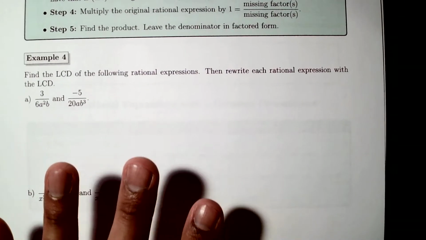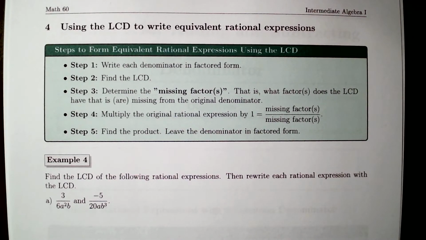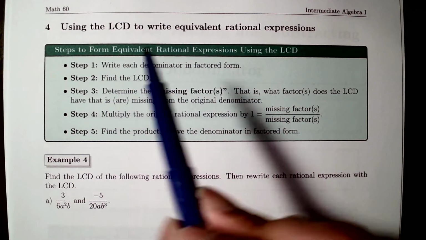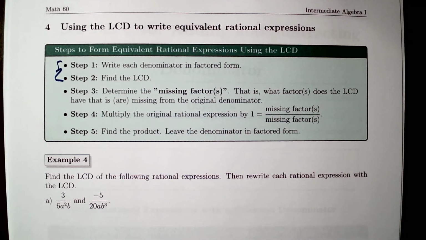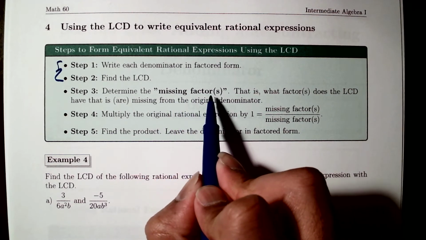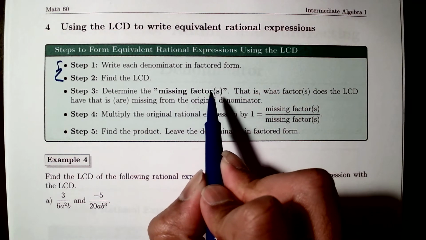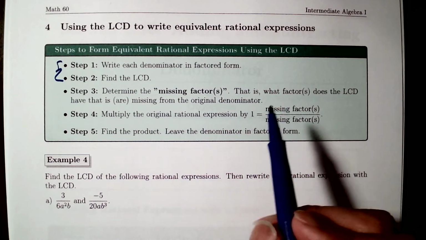In this case, we are going to use the LCD to write equivalent rational expressions. So what are we going to do in this case? Write each denominator in factor form, find the LCD. So steps 1 and 2 we are already familiar with, factoring and finding LCDs. That's what we did in the previous couple pages. And then determine the missing factor or missing factors. Notice I have the S in parentheses because it could be only one missing factor or more than one missing factor. So we're going to see that.